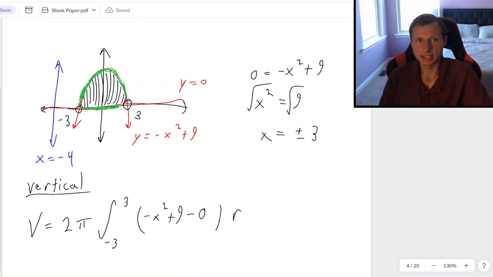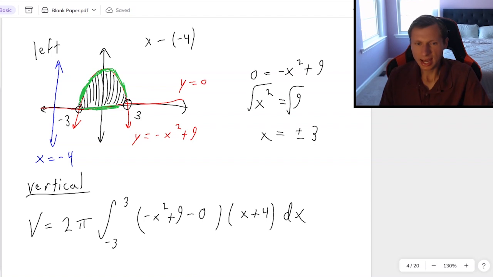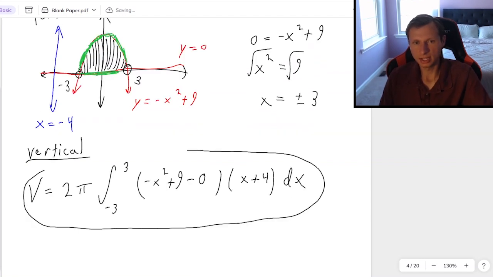Remember, this axis is on the left side, and whenever that happens, it means it's going to be x minus the number, in this case, -4. So in other words, for radius, I'm going to replace that with x minus -4, which is really x plus 4, close parenthesis, dx, and there we go. We're done. That's it. You can solve this integral if you want.